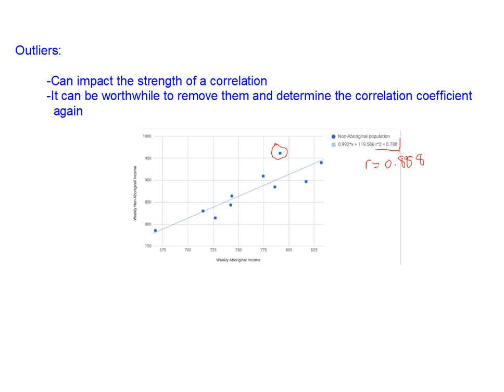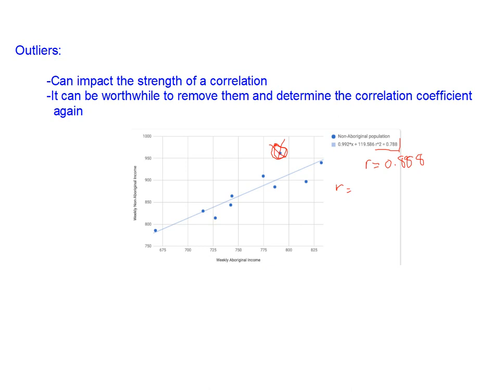Now, if we were trying to compare this graph to another one, and we wanted to say which one had a stronger correlation, this outlier might have a big impact. So we may actually want to take this outlier out and redo the calculation. And when we do that, the R value should increase, and we can make some comparisons there. So sometimes it's useful to do that. Sometimes maybe not. Maybe that point is representative of what's going on, and it should stay there.